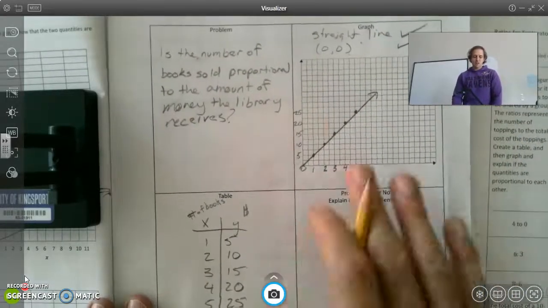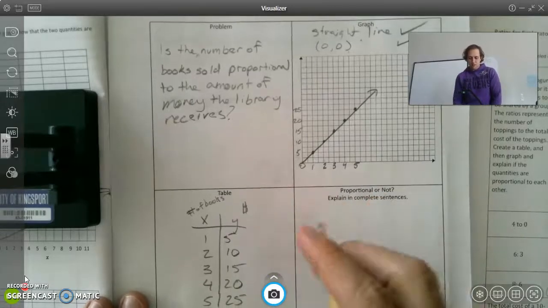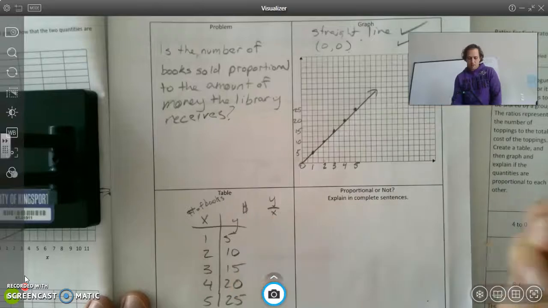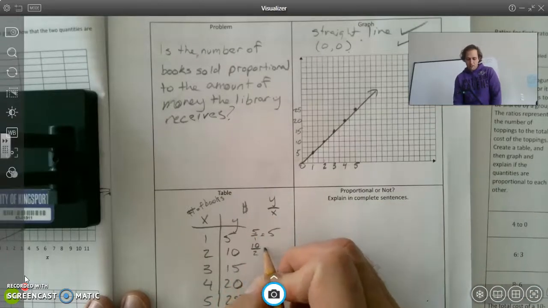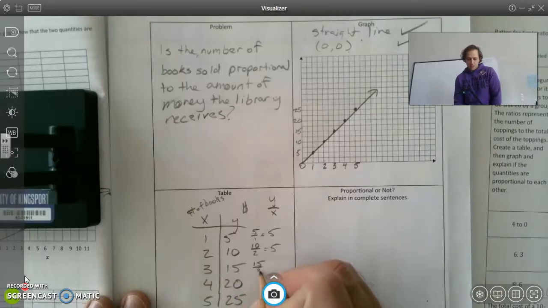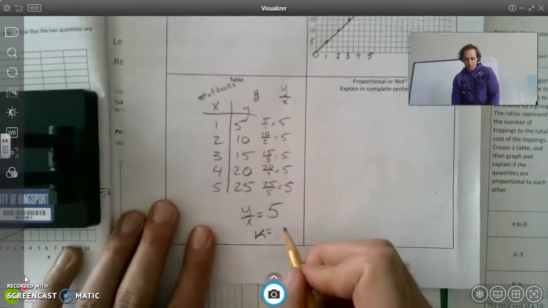Let's go to the table, because when we graph by hand, it could be a little imprecise, right? So we need to make sure that in the table it is proportional. One of these could be off by just a little bit, and we might not notice it in our graph. So let's check it out. Y over X, right? 5 over 1, that's 5. 10 over 2, that's 5. 15 over 3, that's 5. 20 over 4, that's 5. 25 over 5, that is 5 as well. So y over x is equal to the constant 5. We could say that K, our constant, is 5. Okay?